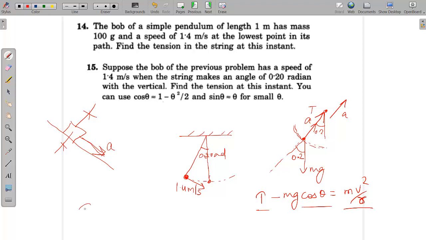All right, so T will be equal to mg plus mv square by r. What they have told is you can use cos theta equals directly 1 minus theta square by 2. So T equals m into v square, v square is what? 1.4 square divided by r. R is given in the first question. R is 1 meter, right? So you can solve it accordingly. This is 100 grams, so you have to take it as 0.1 kg. Okay, this is 0.1 kg. So if you solve it accordingly, this will come.